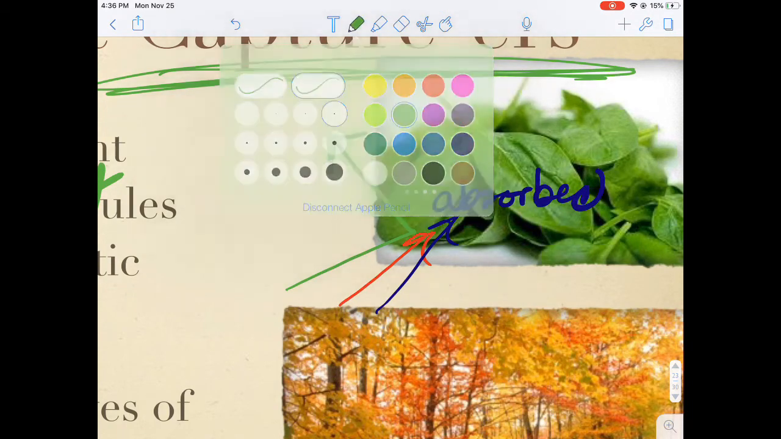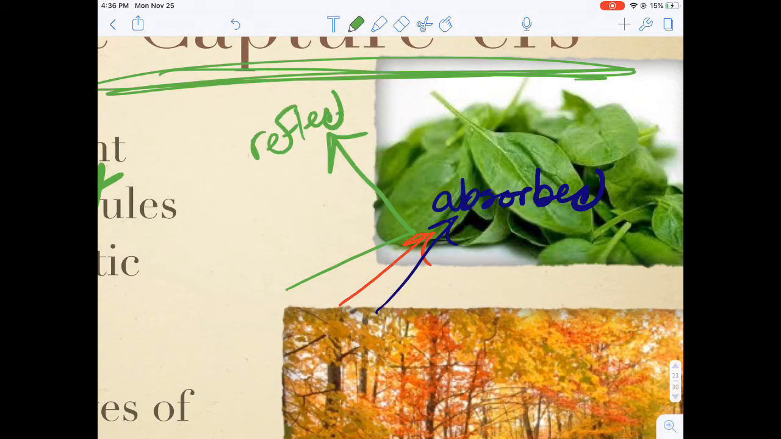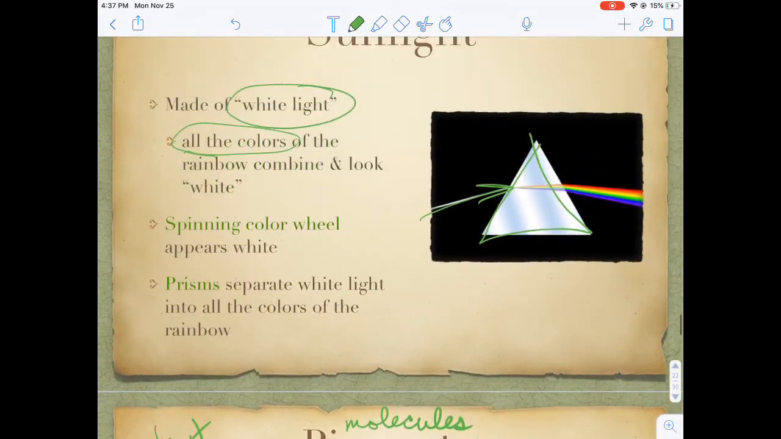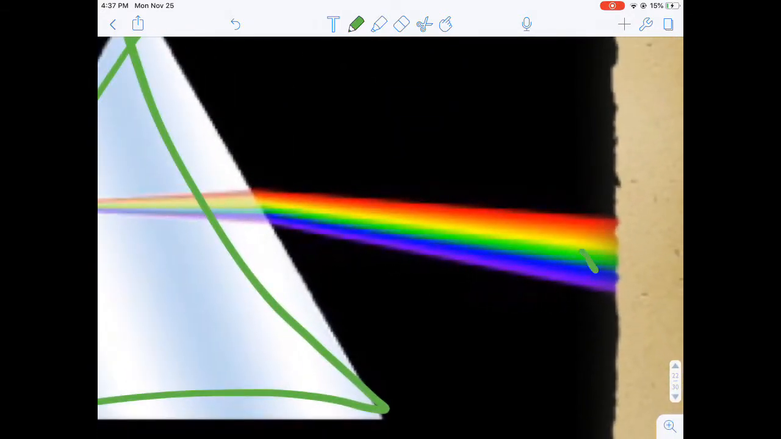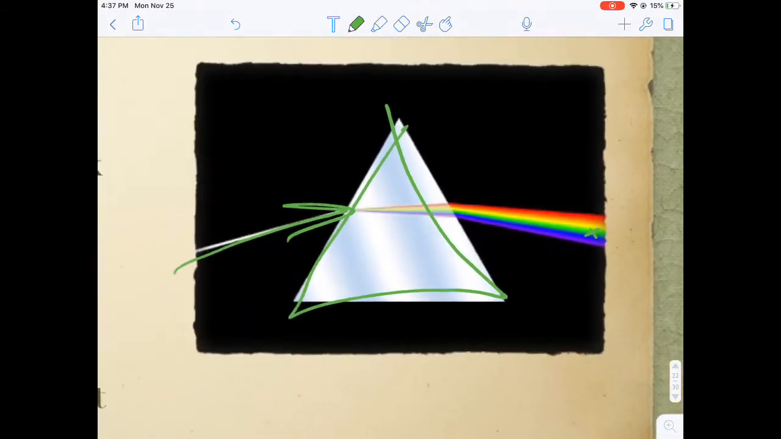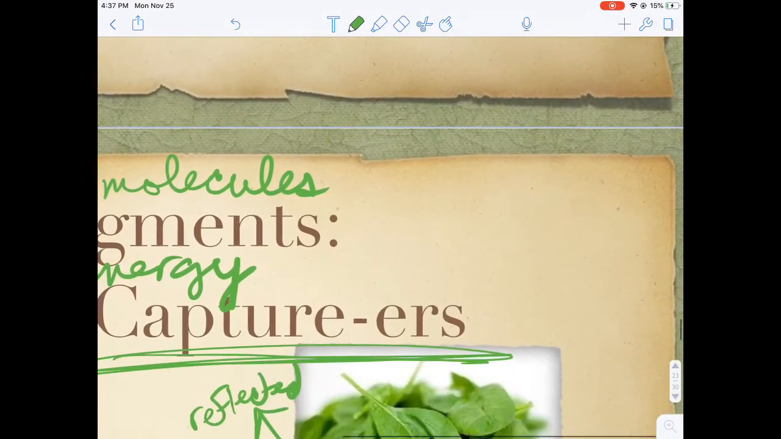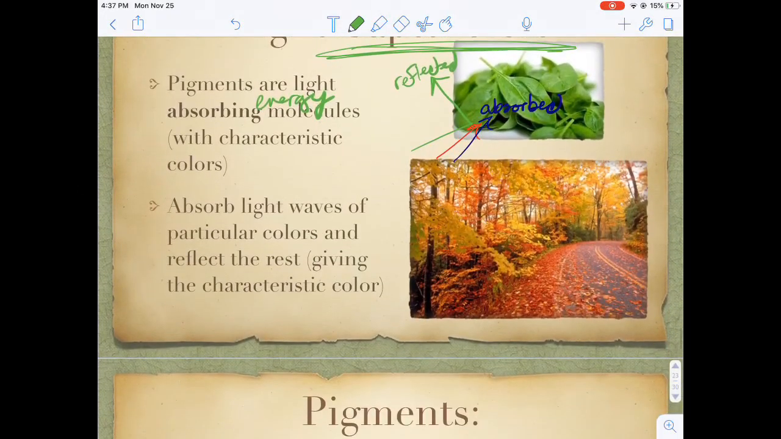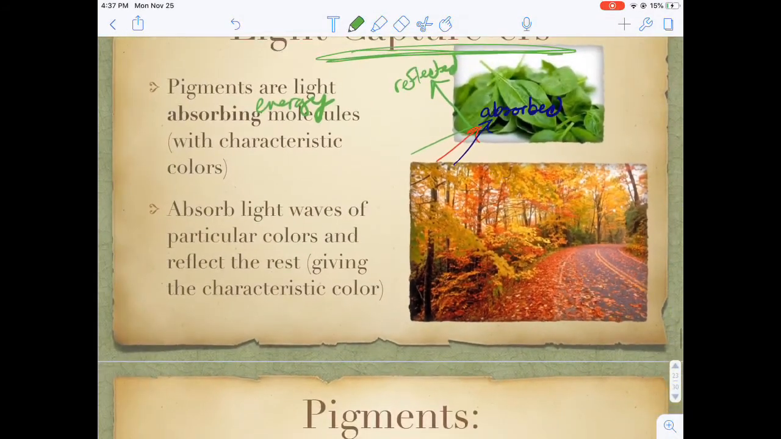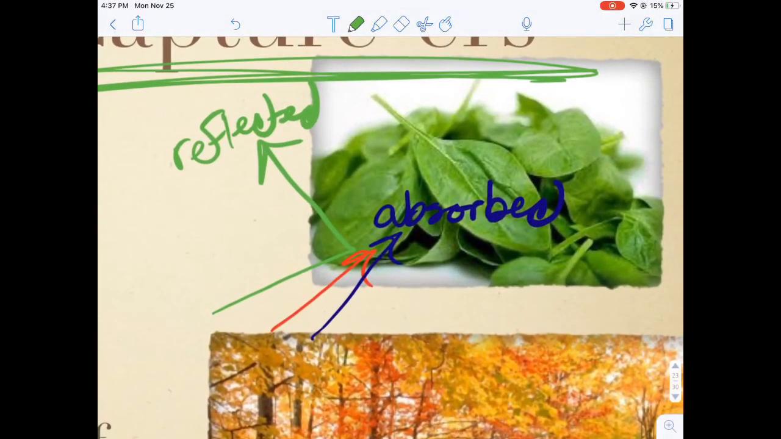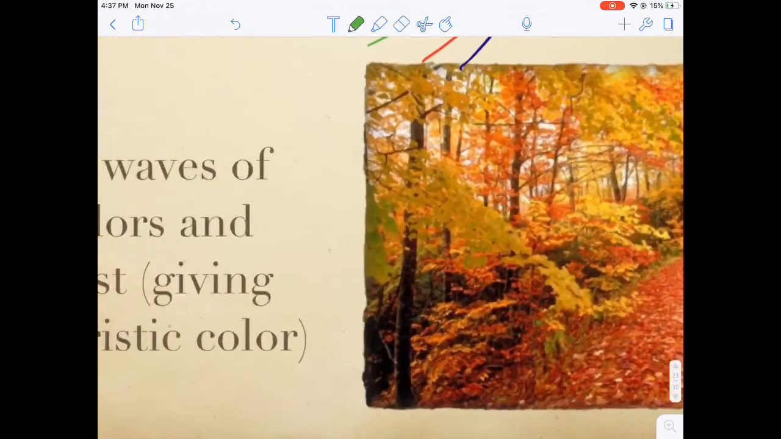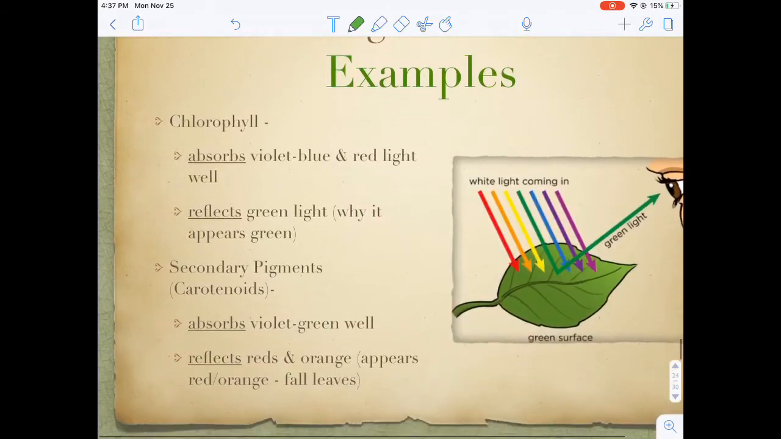Green, however, is reflected. So what that means is that all of these other colors of the rainbow, except for green, are being absorbed by that plant. That means the energy from them is being absorbed by that pigment. Now there are other colors of pigments, like what we're seeing in the fall. Basically the same thing as we just talked about with the green chlorophyll, only instead of green being reflected, it could be yellow or red or whatever color it is.